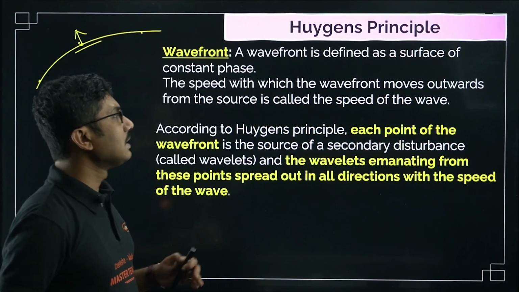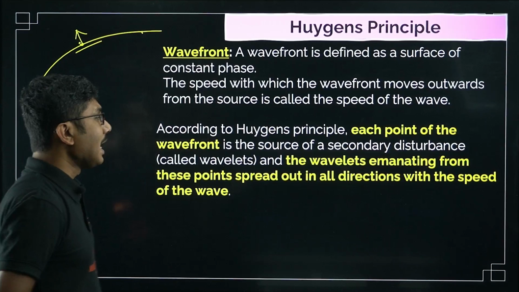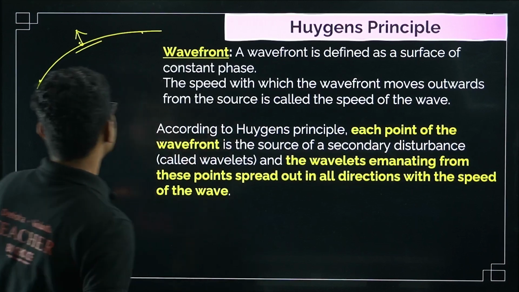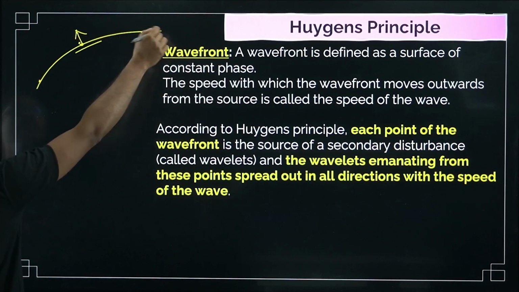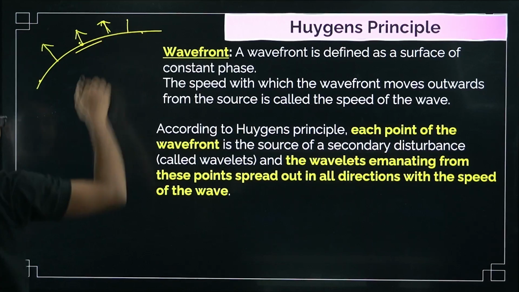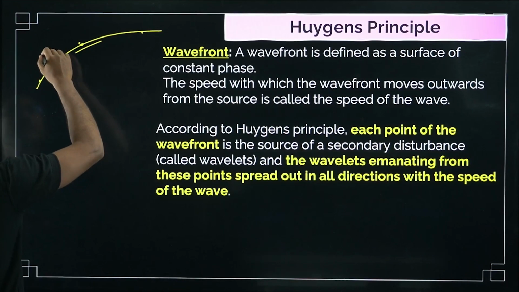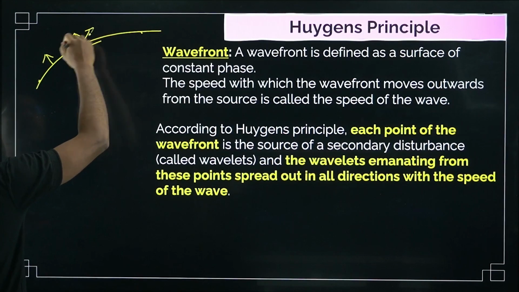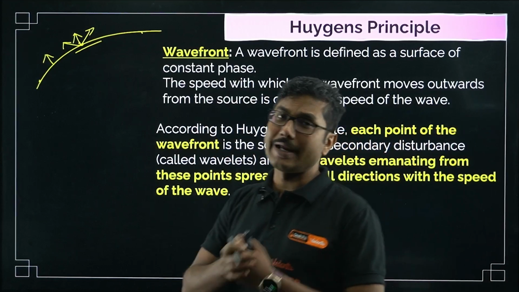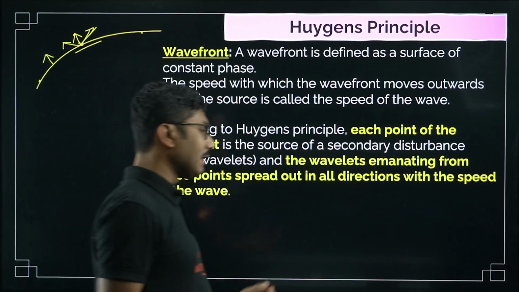Now, according to Huygens principle, each point of the wavefront is the source of a secondary disturbance called wavelets, and the wavelets emanating from these points spread out in all directions with the speed of the wave. So suppose this is a wavefront, all points on this wavefront will be a source of secondary waves called wavelets. Wavelets means child waves, and these child waves all travel with the same speed as the wave, propagating in all possible directions. What is the meaning of that? For example, a point source emits light in all possible directions. Similarly, any point on a wavefront behaves like a point source.